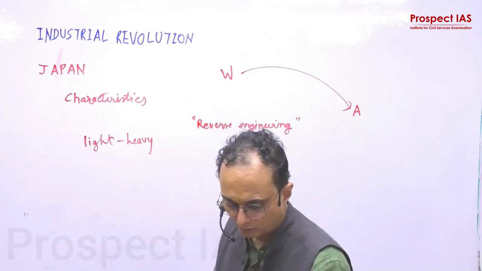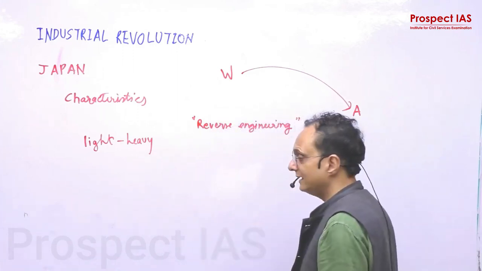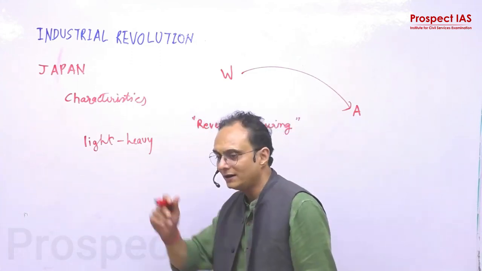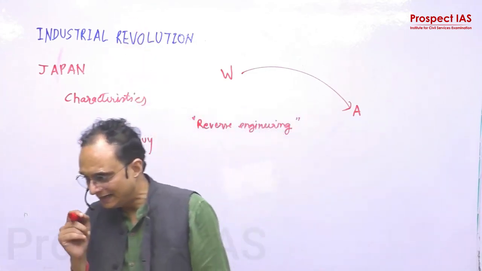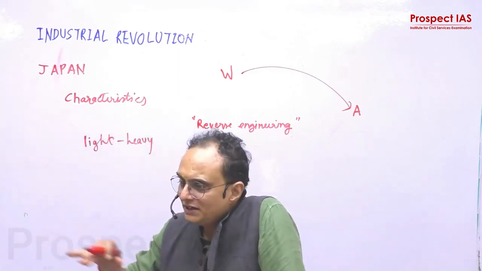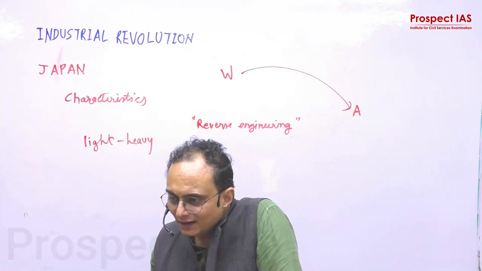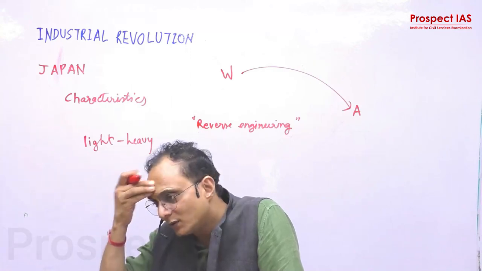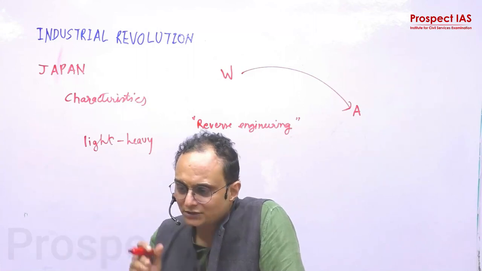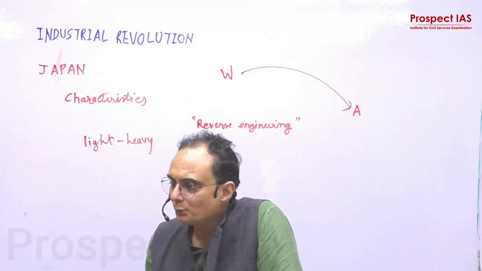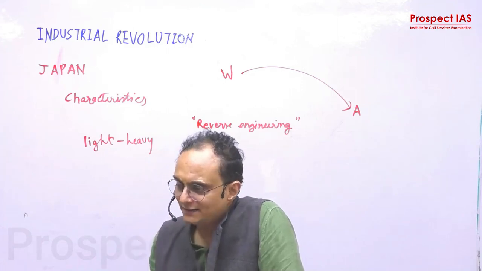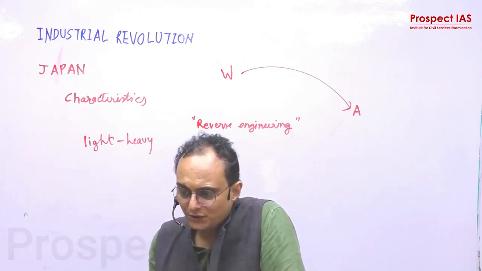Okay, now just understand the next point, very important, and I told you time and context. When England industrialized, there was a complete void. No other country of the world was an industrial country. England emerged as the sole industrial country, na? There was no competition. But when Japan industrialized, there was a stiff competition.